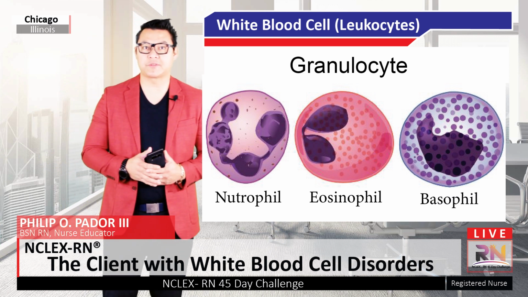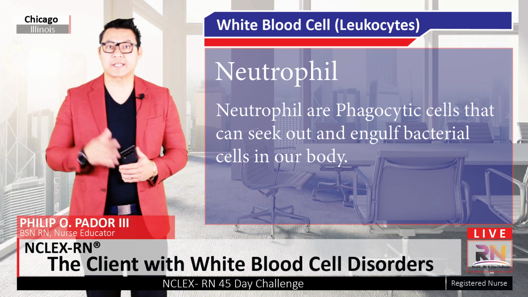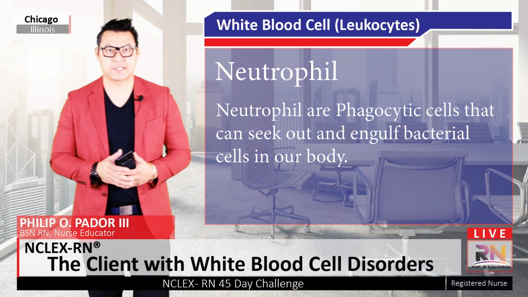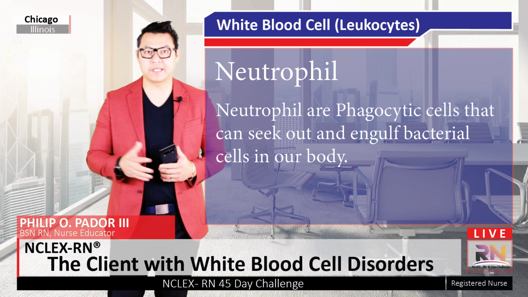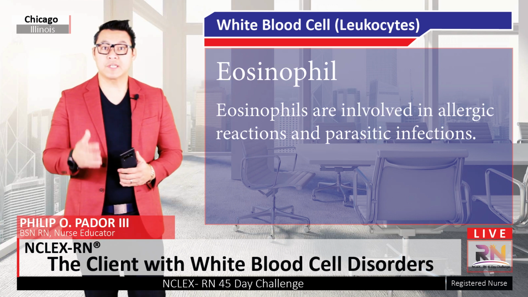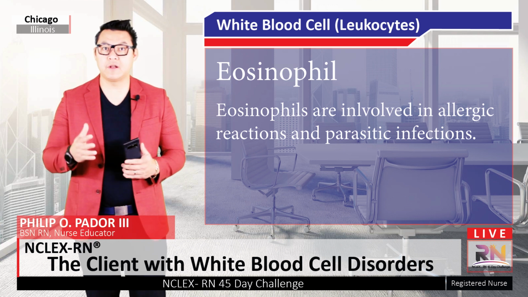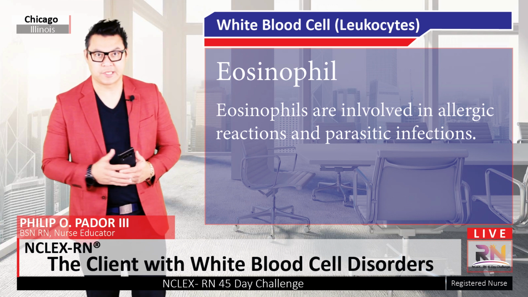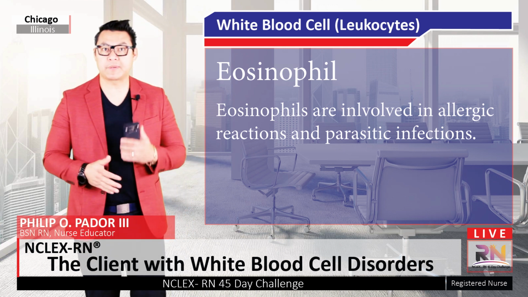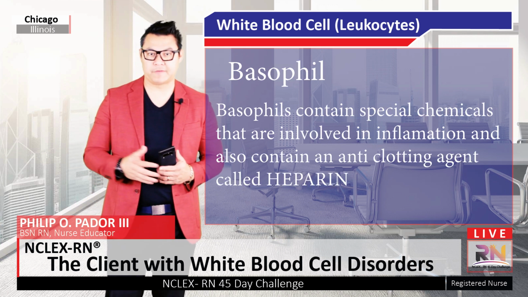So let's begin with the neutrophils. Neutrophils are phagocytic cells that can actually seek out, engulf, and destroy different types of pathogens, for example, bacterial cells. Now, what about eosinophils? Eosinophils are those granulocytes that are involved not only in allergic reactions, but also in destroying and killing parasites and dealing with parasitic infections. And finally, we also have basophils.